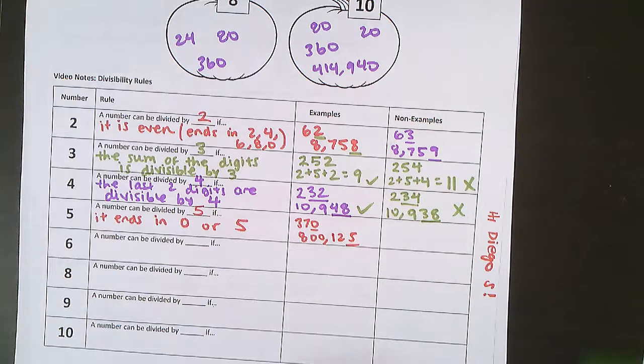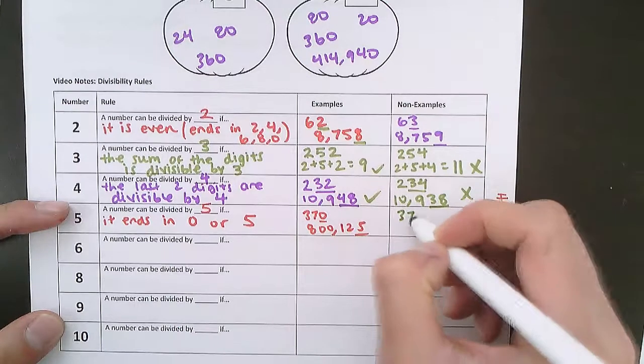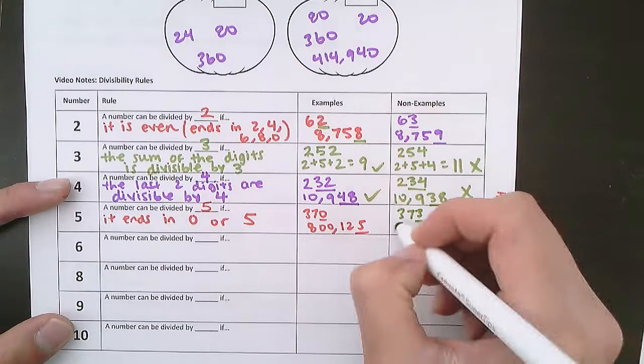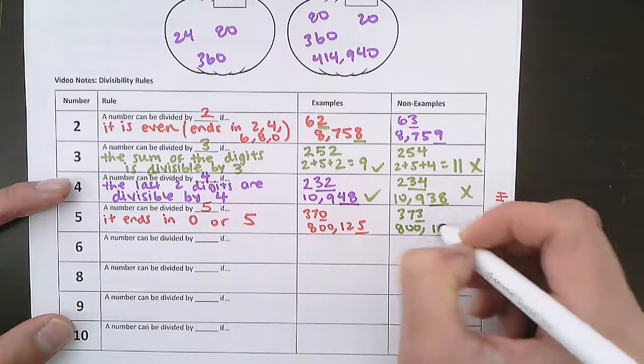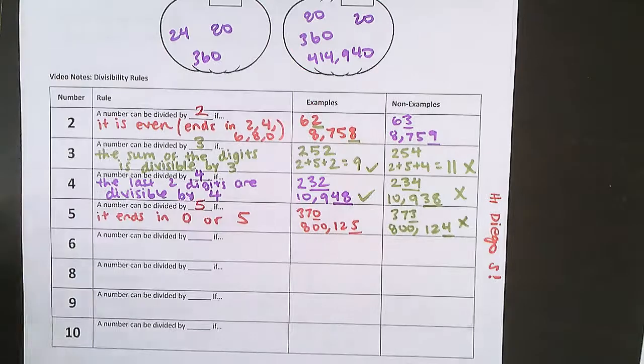Non-examples: 373, that ends in a 3. That's not a 0 or a 5. That doesn't work. Or 800,124, that ends in a 4. That's not a 0 or a 5. That doesn't work.